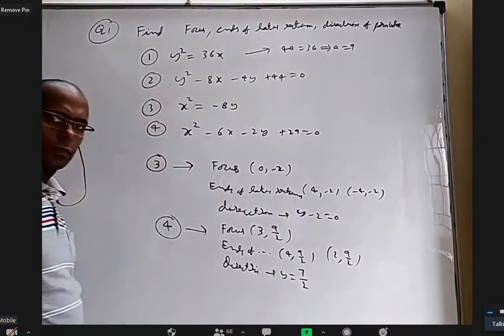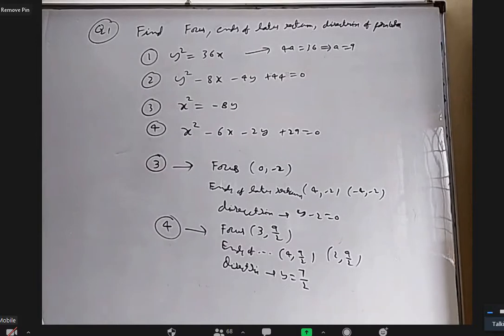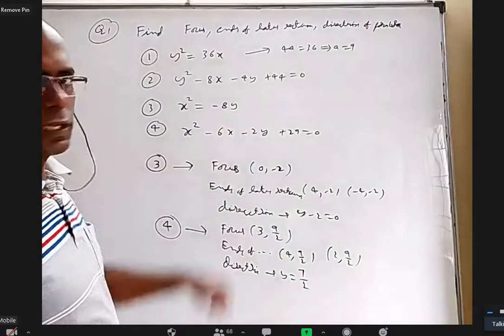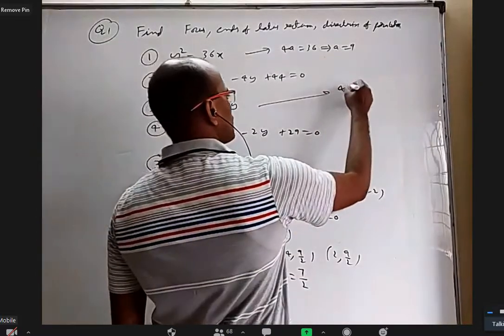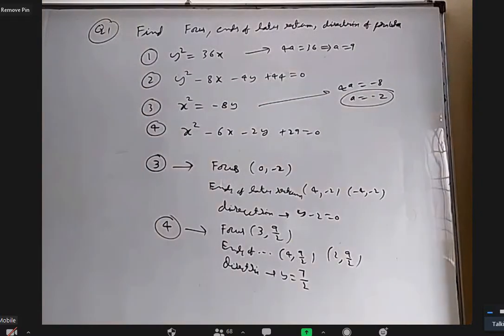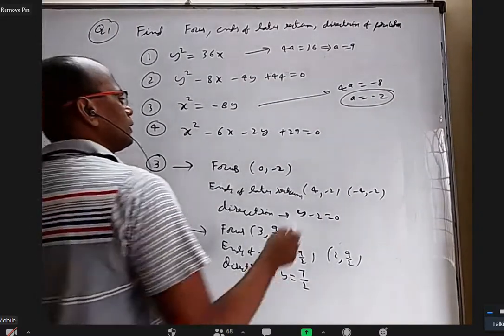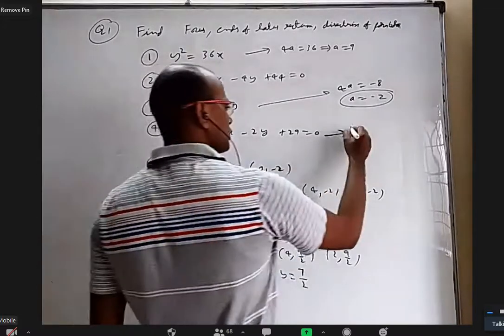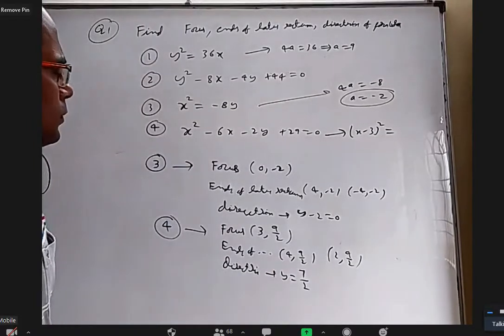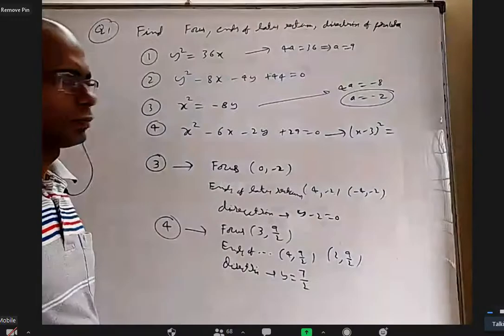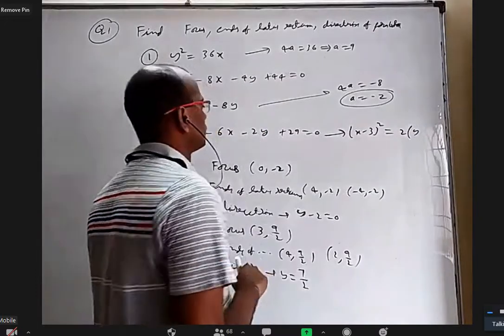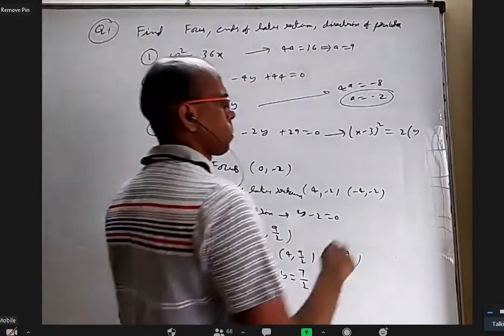Sir, in the third one, how is the directrix y -2? Oh, that one. Y plus a equal to 0 and a is -2 here. Here, for 4a equal to -8, a equal to -2. Your directrix formula is y plus a equal to 0. A is -2, right? Yes. And this one, what is the perfect square? X minus 3 whole square equal to what on the right side? 2 into y minus 4. 2 into y minus 10. Y minus 10.